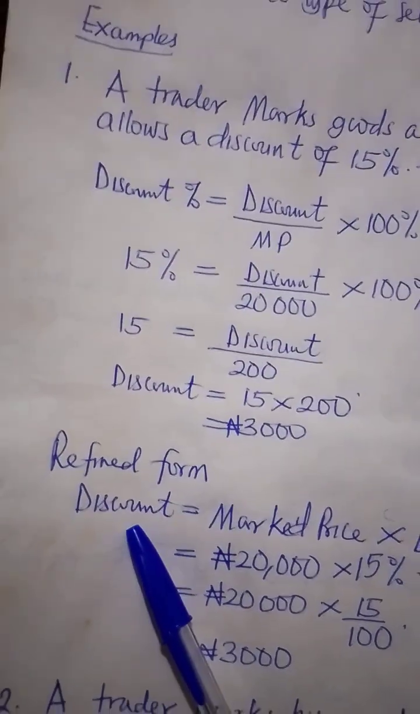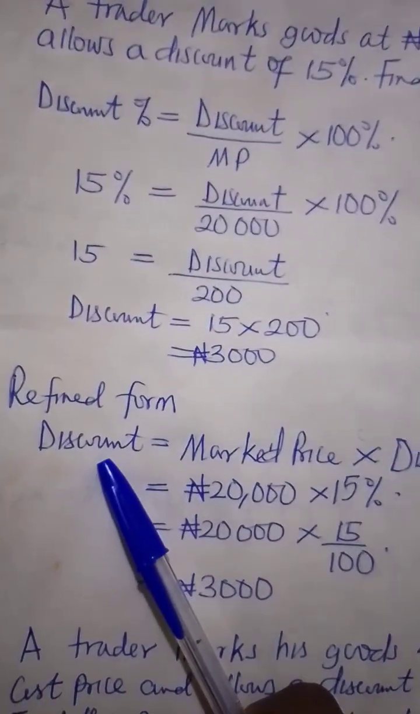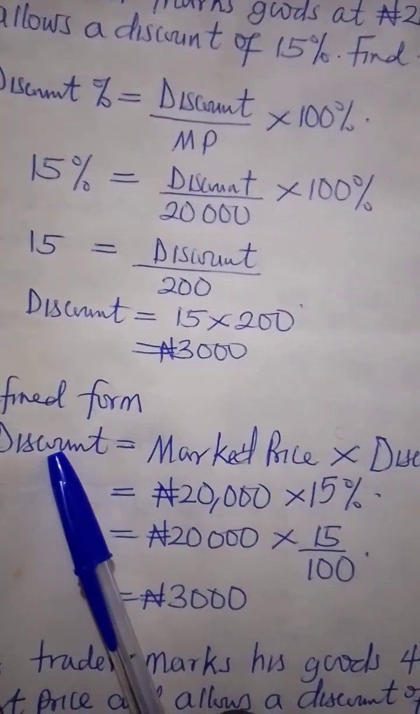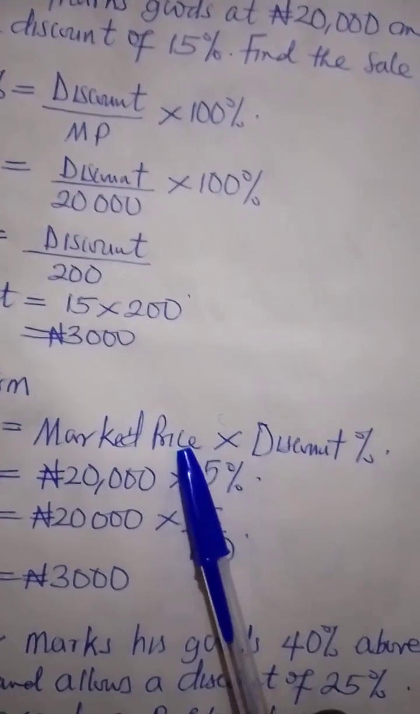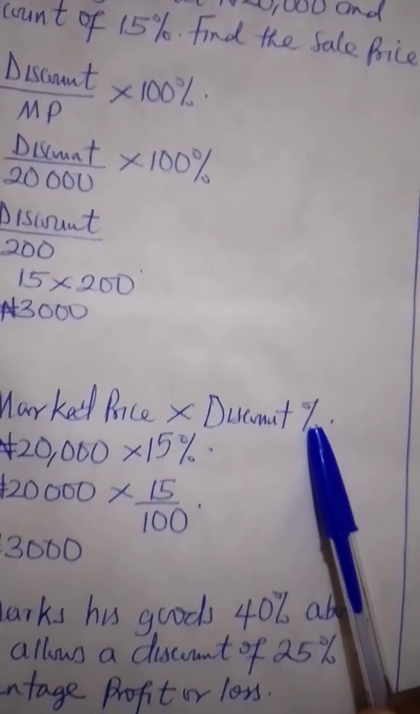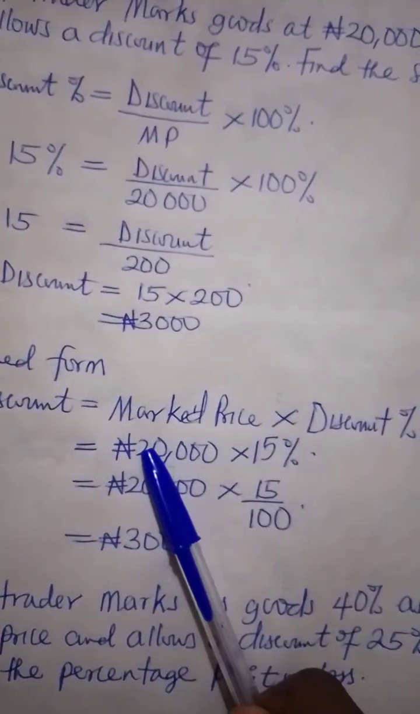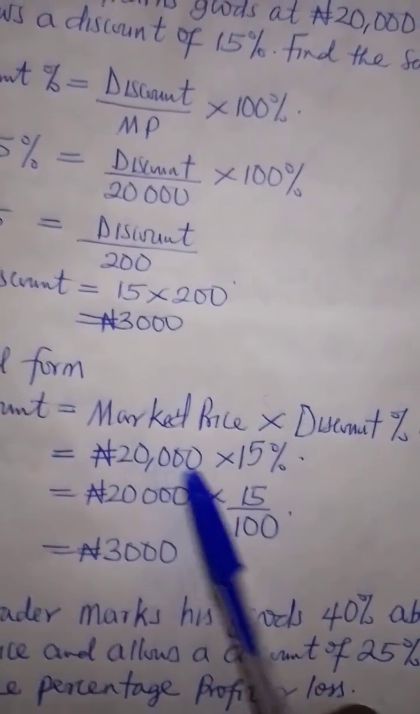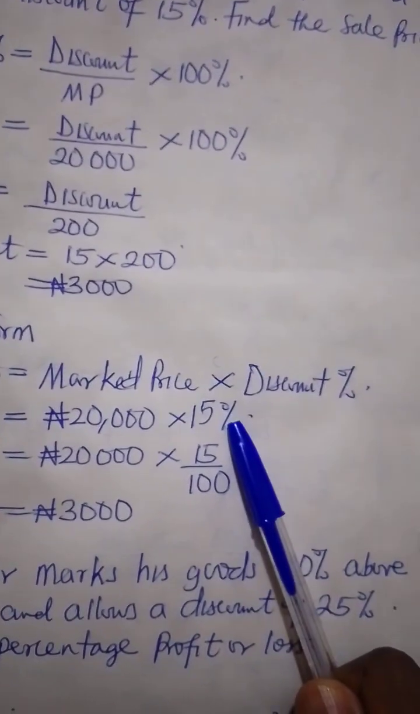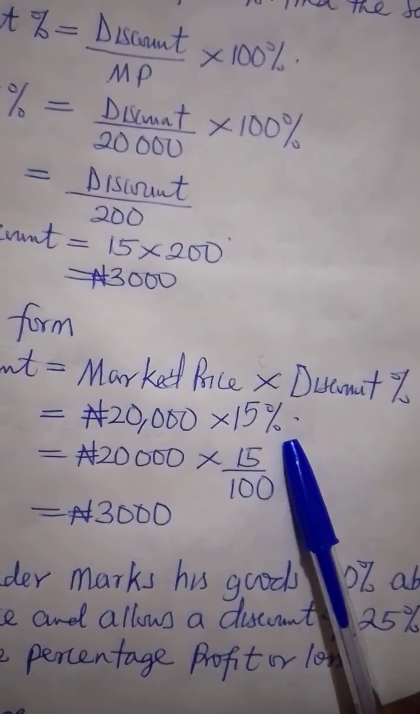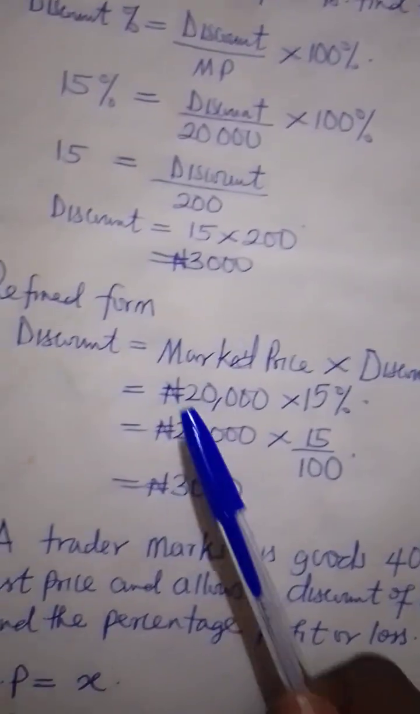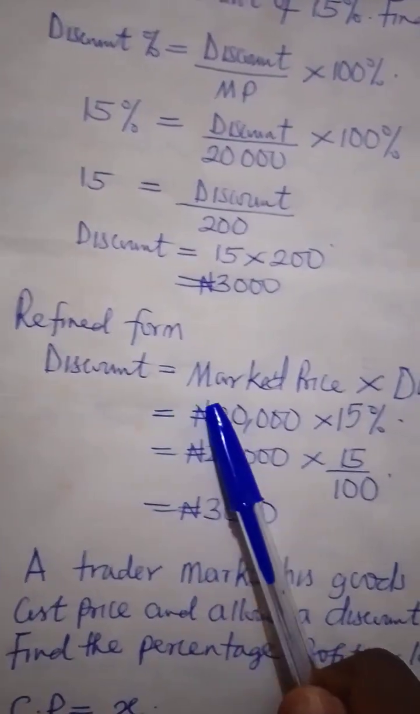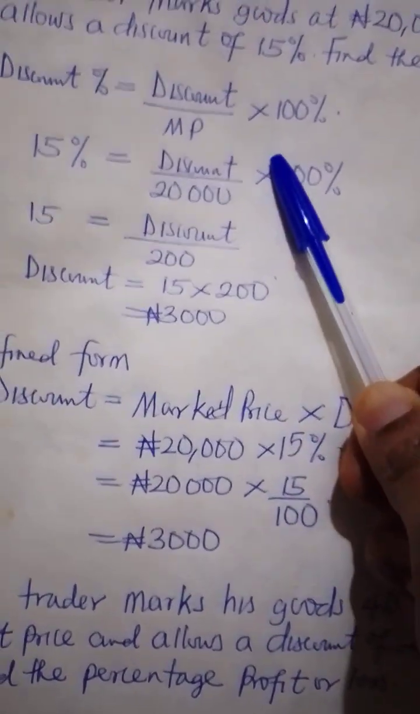A simpler way of doing this is just by saying discount is marked price times percentage discount or discount percentage. The marked price is 20,000 and the percentage discount is 15%. So if you resolve this, you still get 3,000. So this is much easier than the first method.